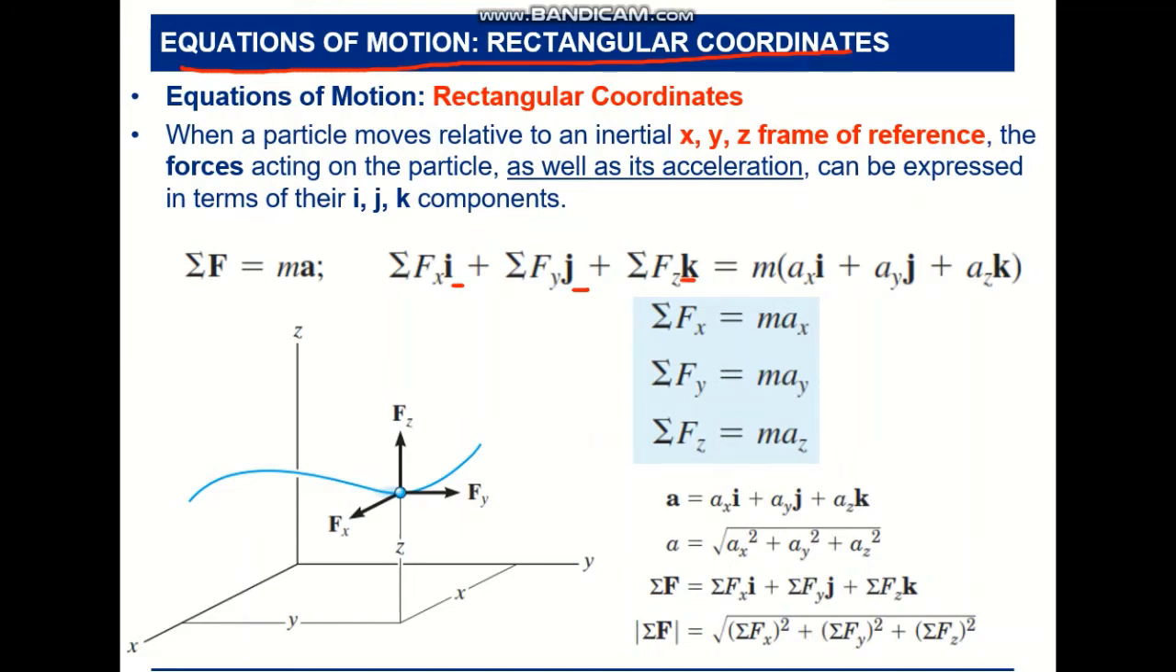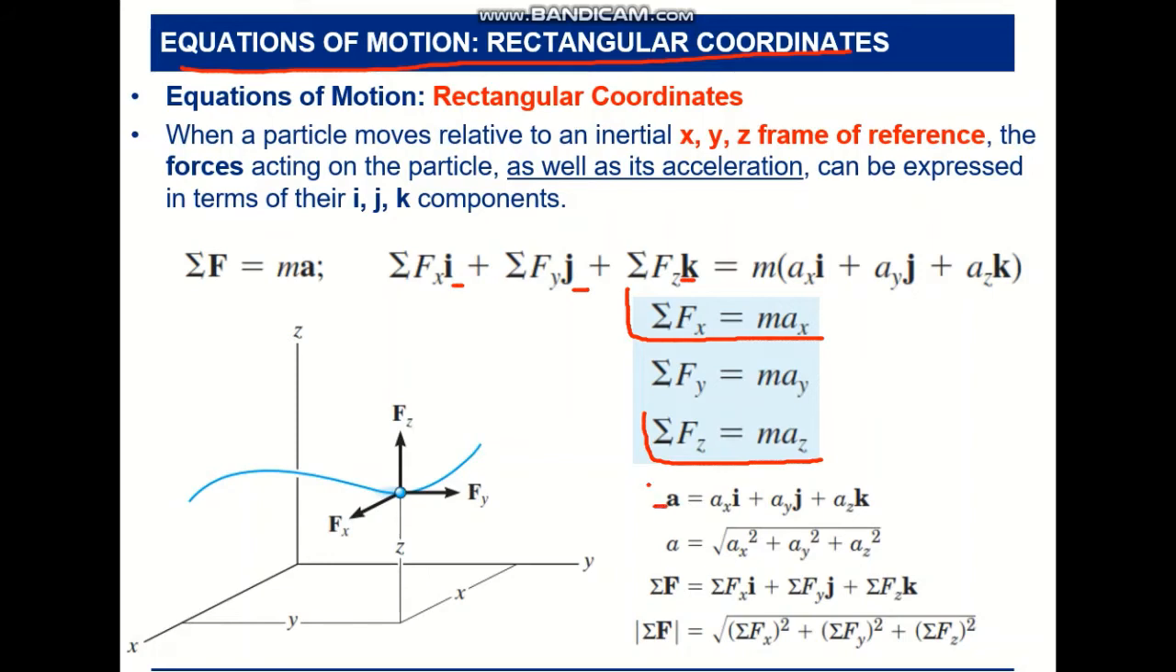And we said that from Newton's formula, we know that the total force in the x direction is the x direction acceleration multiplied by mass. The total force in the y direction is equal to the y direction acceleration multiplied by mass, and similarly for the z direction, acceleration multiplied by mass gives us the total force in the z direction.